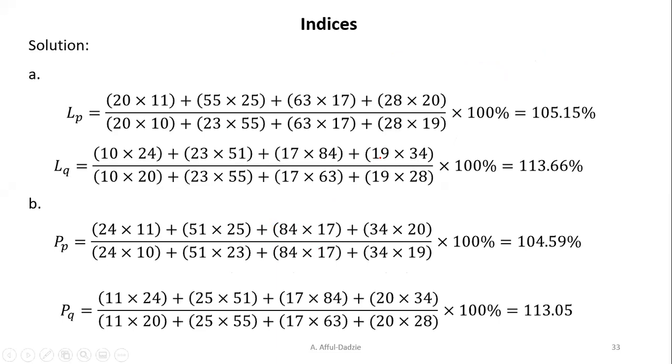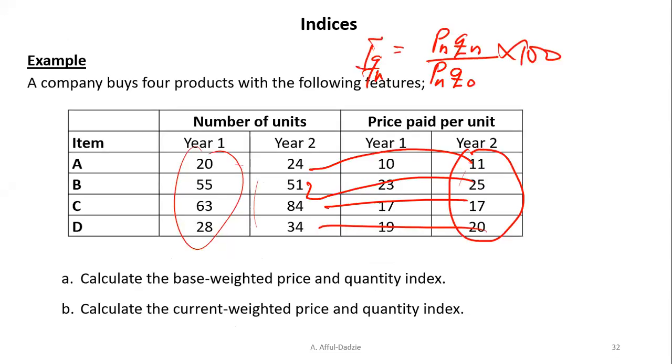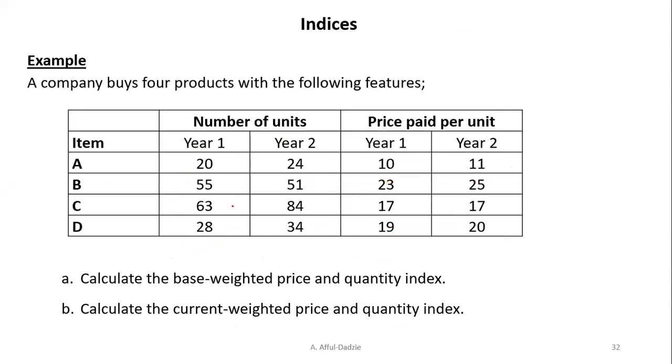So this is the Paasche price index and Paasche quantity index, and then the Laspeyres price index and Laspeyres quantity index. You can use just this table to solve all of them. It says calculate the base weighted quantity index. When you say base weighted, just know that the base period value is the weight. If it's a price index, you use the base quantity to be the weight for you. If it's a quantity index, you use the base price to be the weight.